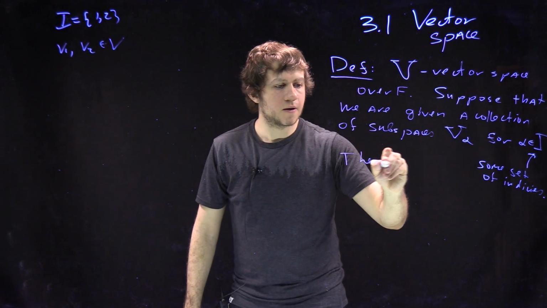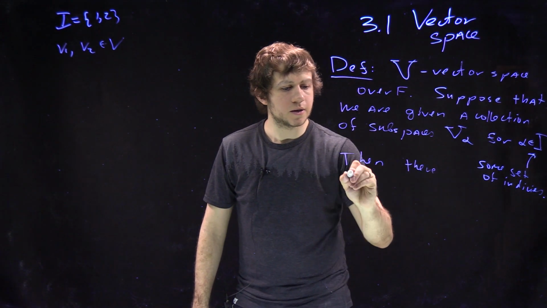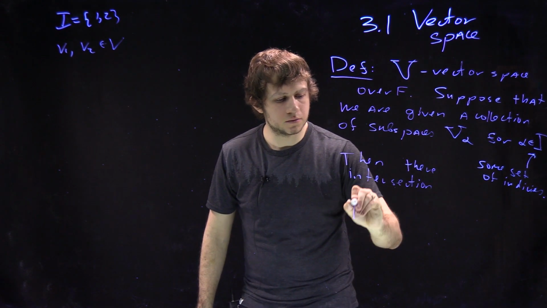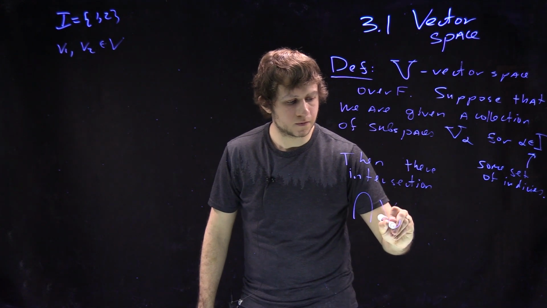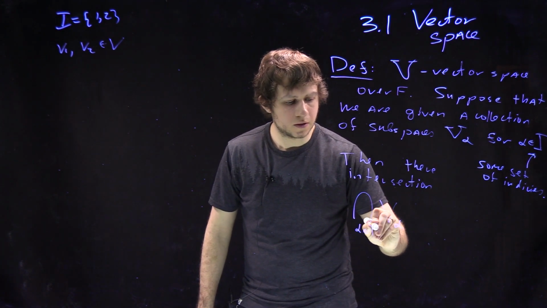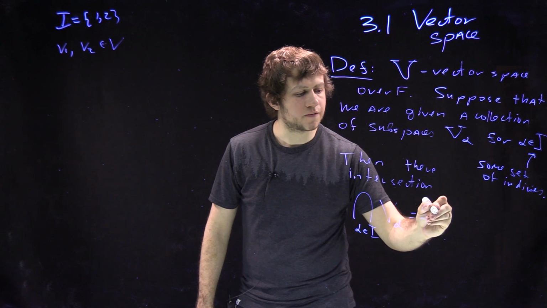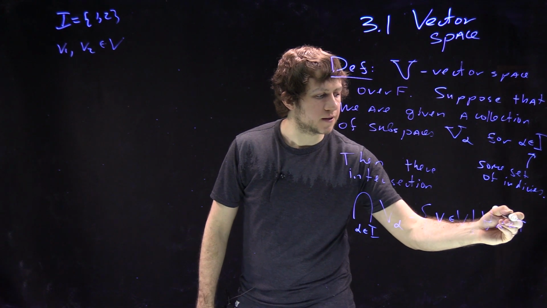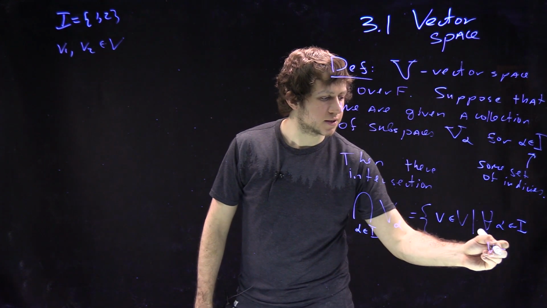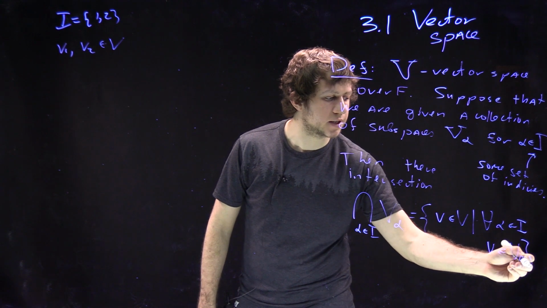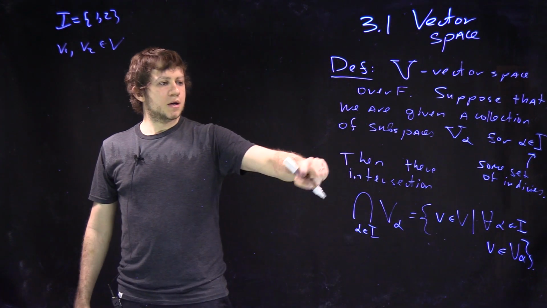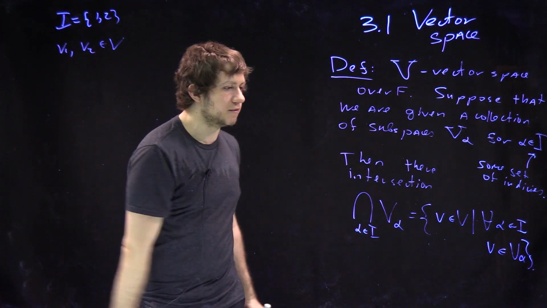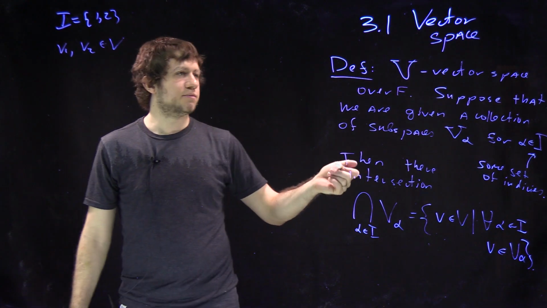Then their intersection, of course, is the set of vectors v inside V such that for every index alpha in I, v is inside V alpha. The usual set theoretic intersection, as in set theory. So, I don't know why I give this definition. That's actually just the definition of intersection of sets, nothing else.